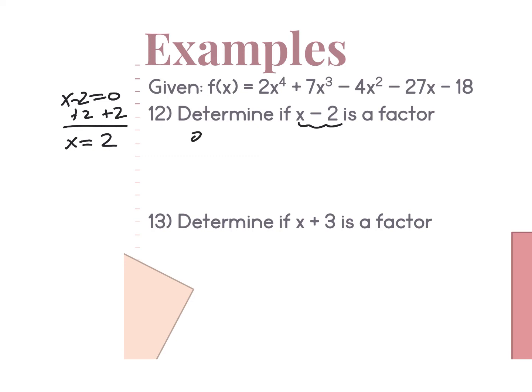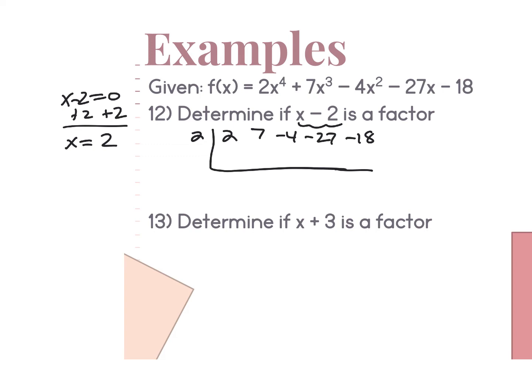So here I'm going to put the 2. I'm taking all the coefficients: the 2, the 7, the -4, the -27, the -18. And I'm going to do synthetic division. If I get a remainder of 0, then I will say yes, x minus 2 is a factor. If my remainder is not 0, then my answer is no, it's not a factor.